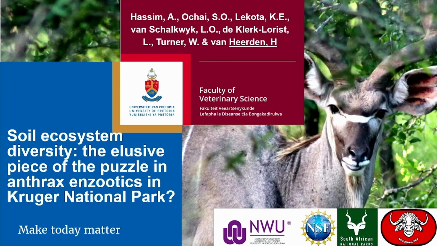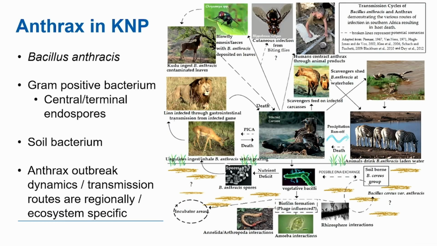Move on to diseases again. As indicated, I'm presenting on behalf of Aisha Asim, and I hope I do it justice. In this presentation, we're addressing the soil ecosystem diversity, and we're trying to look at whether intense investigation into soil is the missing puzzle in this disease. Anthrax occurs in Kruger National Park, luckily for us, and it's caused by a bacteria, Bacillus anthracis.